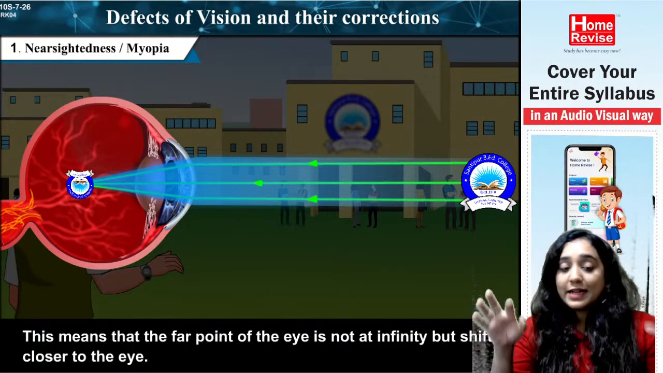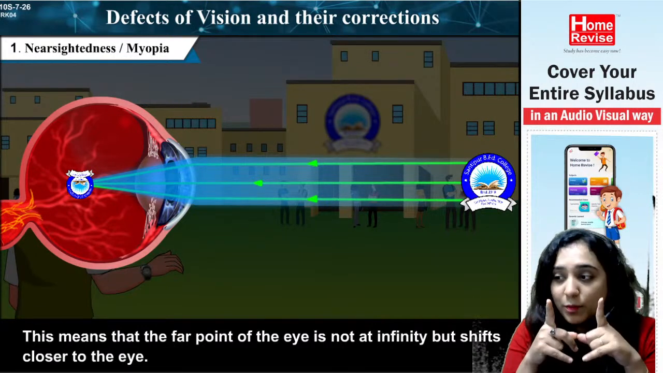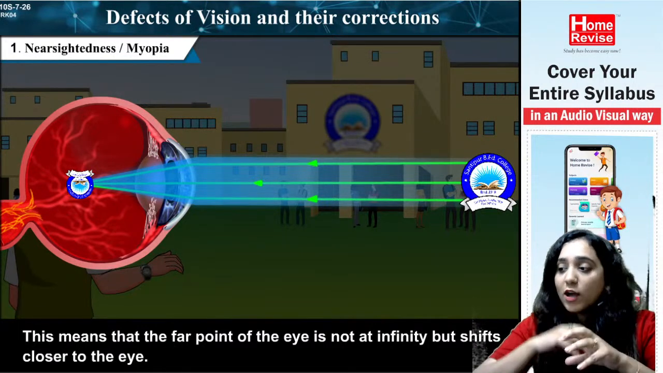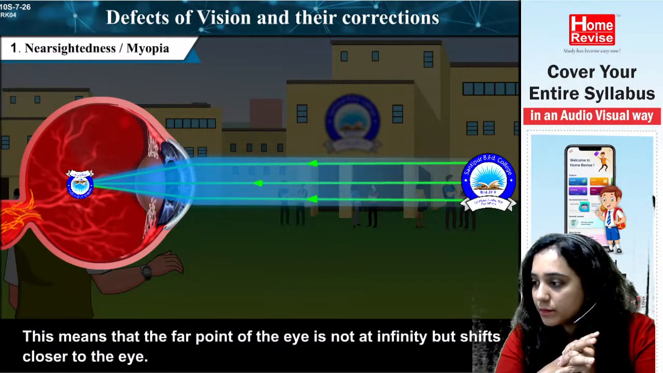Very good, Satish. Exactly. This point is very important, extremely important as we are talking about the human eye. You should know exactly the working of the human eye and everything. So yes, it is very important.